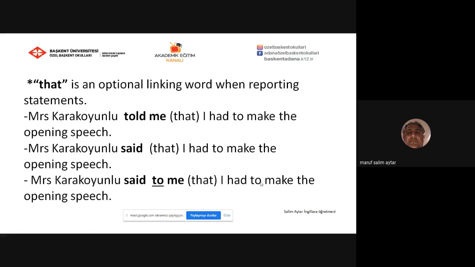That is an optional linking word when reporting statements, sentences, I mean to say. Mrs. Karakoyunlu told me that I had to make the opening speech. She said that I had to make the opening speech. She said to me that I had to make the opening speech. So, as shown in the examples here, I don't actually have to use that as a linking verb here.